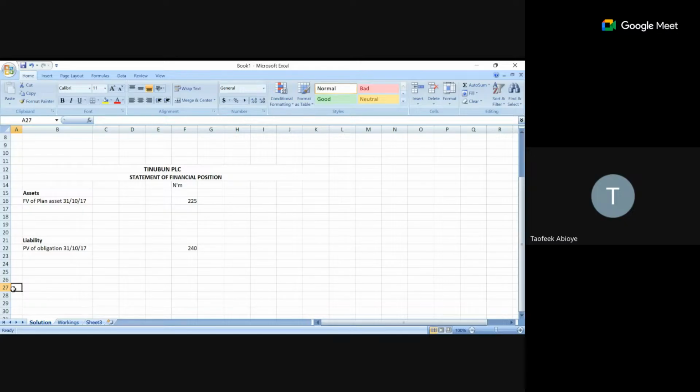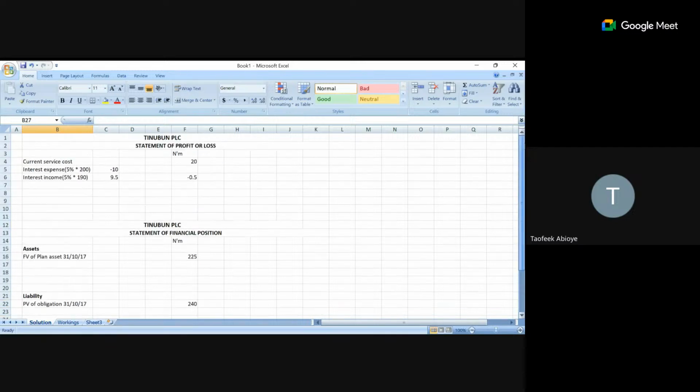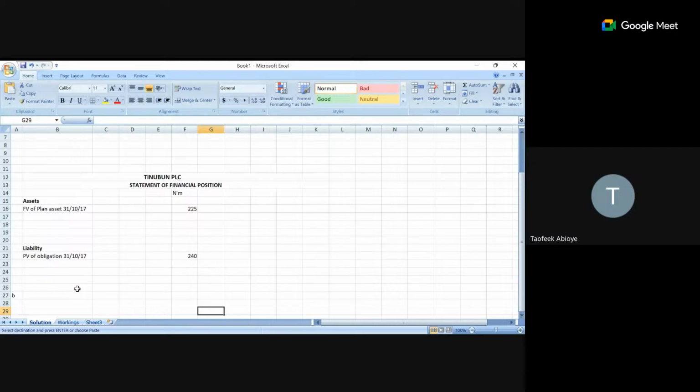Let me just put B here. Let me just copy this. So under B, we are just going to do what? We are just going to report only the expenses and the liability. So this is just it.